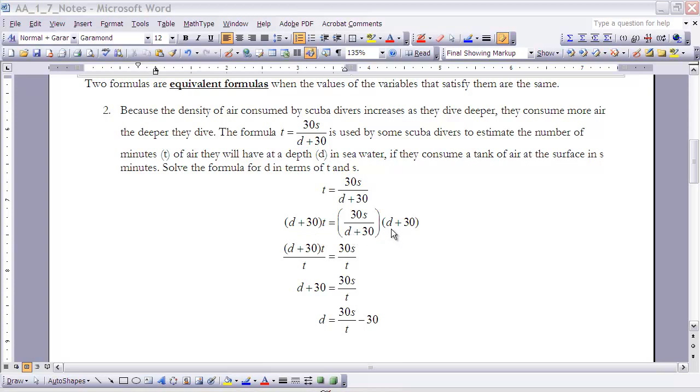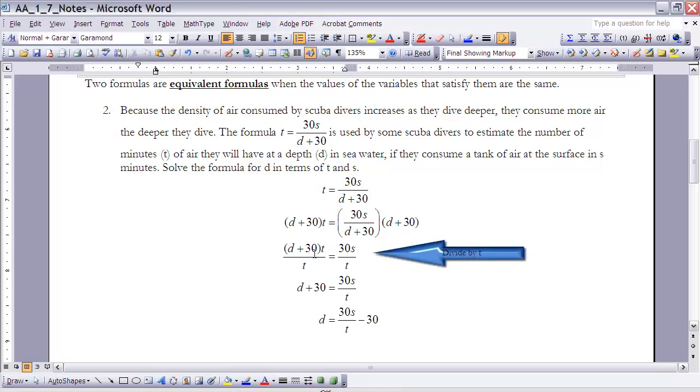Now, once again, we're trying to figure out what D is, so that's what we're trying to get by itself. There's no sense in distributing this T through to both of these using the distributive property, because eventually I want to get rid of it anyway. So the best way to do that, since I'm multiplying T times this stuff, is to divide this whole side by T. If I do that, I have to divide the other side by T as well. So these T's will cancel out, and I'm left with D plus 30 is equal to 30s over T.